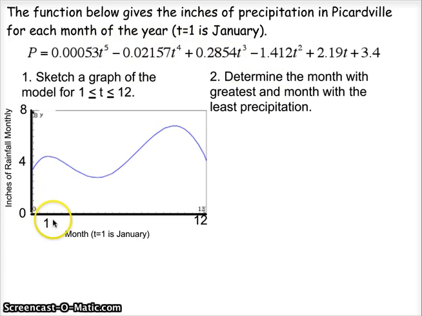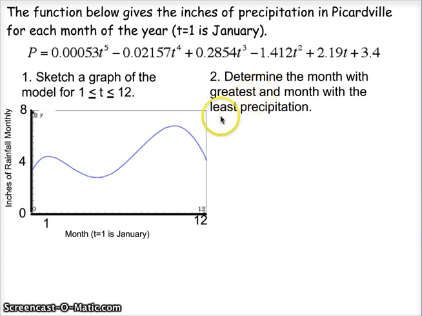January will be month number 1, and then you work your way up to month number 12. So we're doing a domain of literally just t between 1 and 12, because it wouldn't make much sense to go much outside of the first month or the 12th month of the year, since there aren't months after that. But after this, again, the formula just repeats year after year. This is what we basically found to be the average monthly rainfall in Picardville.